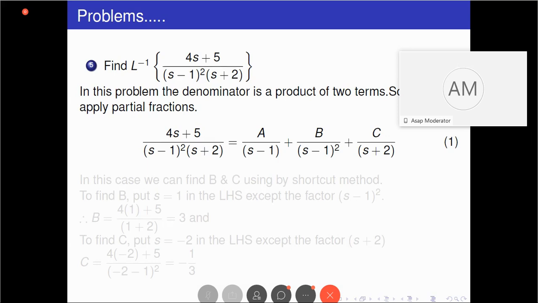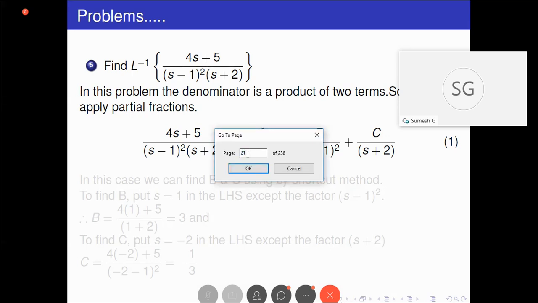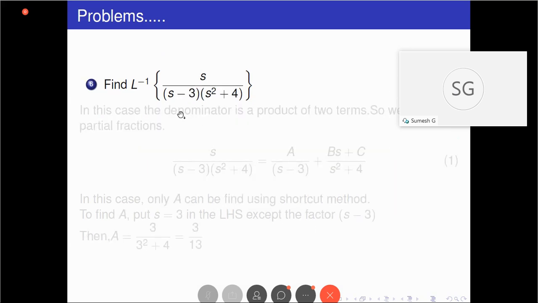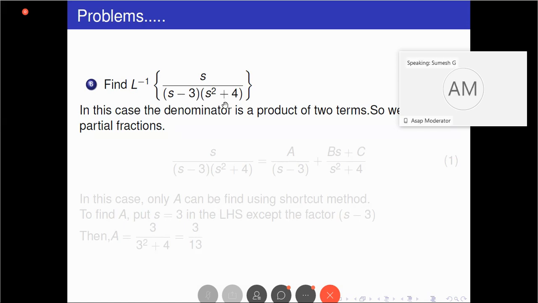Can you please explain question number 6 once more? Okay. Consider the sixth question. First we consider the denominator. Denominator is s minus 3 into s square plus 4. Denominator is product of two terms. If denominator is product of two or more terms, first we have to apply the partial fraction technique.